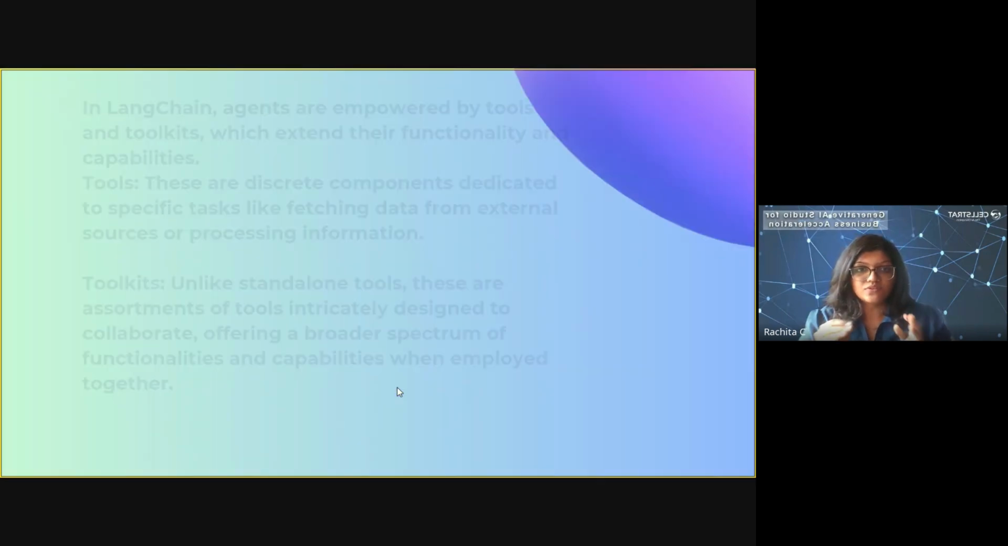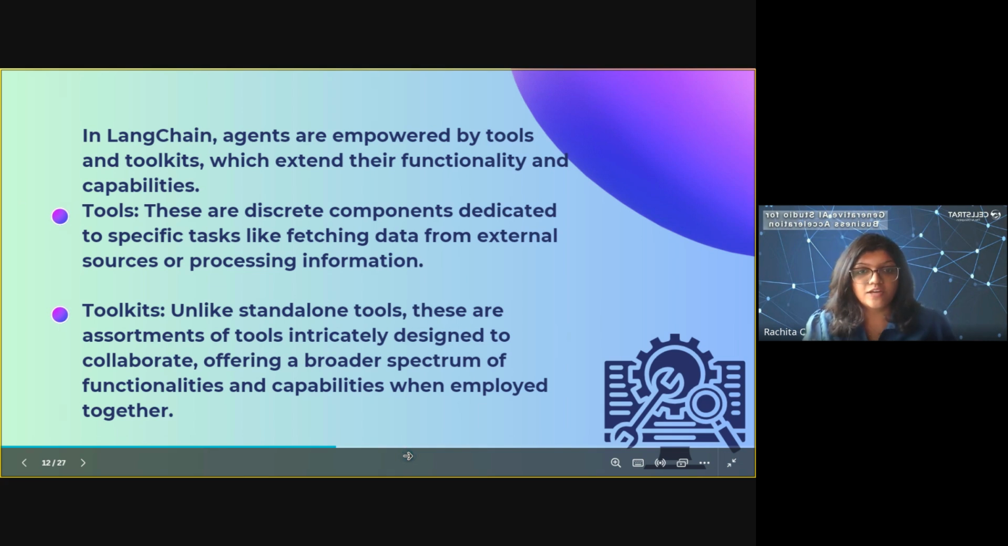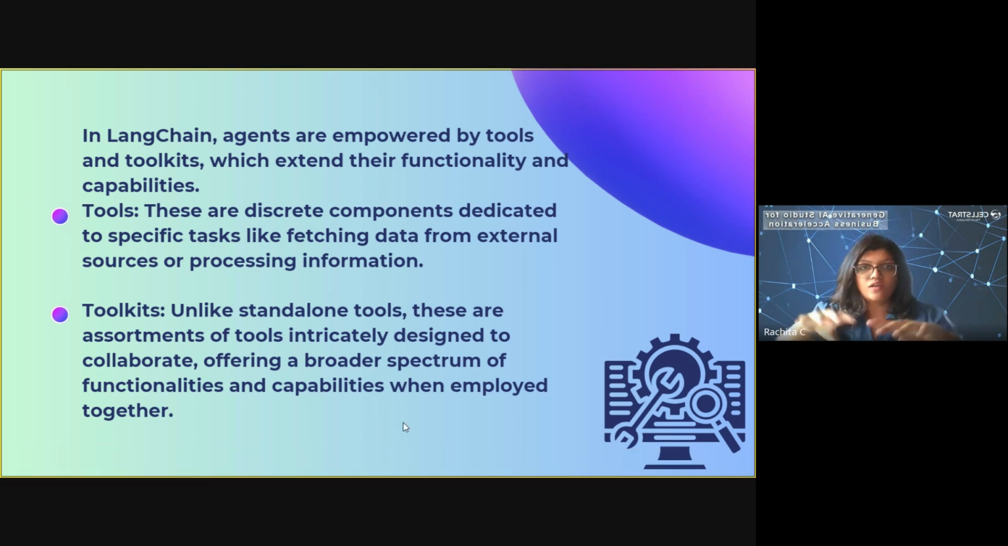So coming to the tools and toolkits, this is the main part of LangChain agents. The tools are built or customized in such a way that we can do specific tasks, such as fetching data from external sources and processing information. All these things can be customized using tools, and based on your use cases, we can build your own tools with the help of which we can generate very useful results. And toolkits will have all these things working together in order to enrich the capabilities and functionalities. So this is about tools and toolkits.